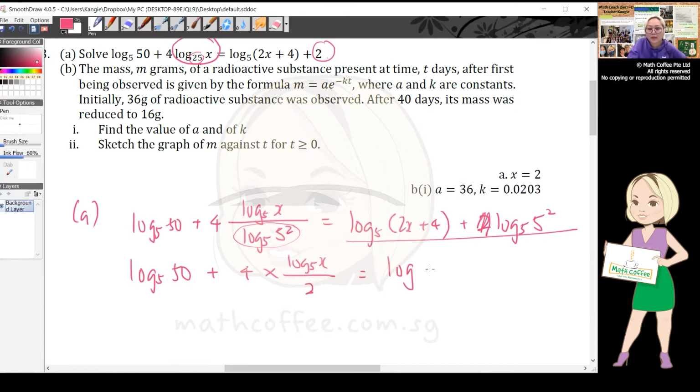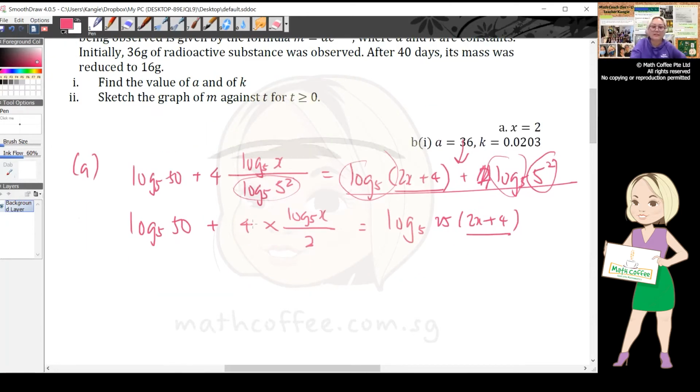I shall combine these together, so it becomes log 5 of 25 multiplied by 2x plus 4. Because this is the same base and this is plus. When you plus, you combine, it becomes multiplication. That's why I get 25 multiplied by 2x plus 4. Okay, now let's simplify the left-hand side. This 4 and 2 cancel, I get 2. Okay, so I get log 5 50 plus log 5 x. This 2, I bring it up. So it becomes like that, equals to log 5 of 25 times 2x plus 4.